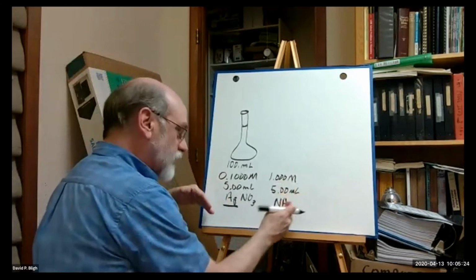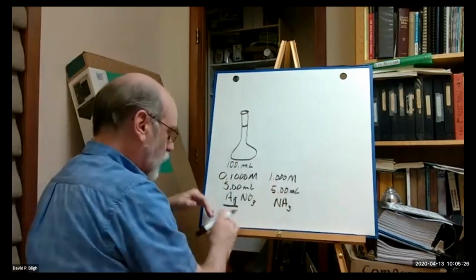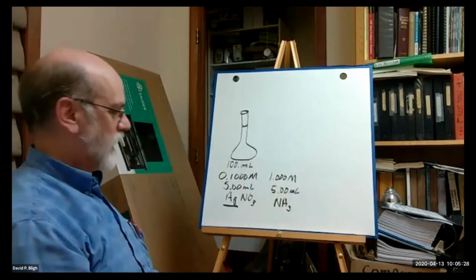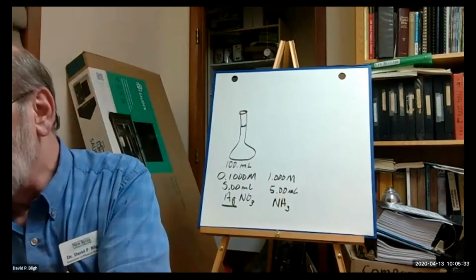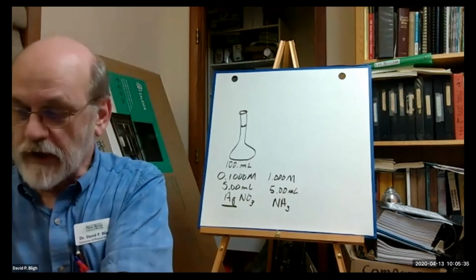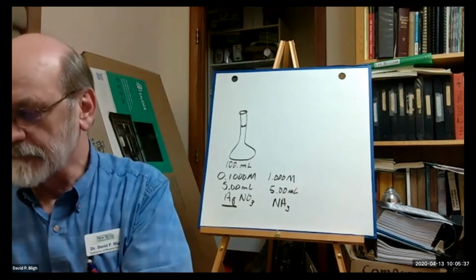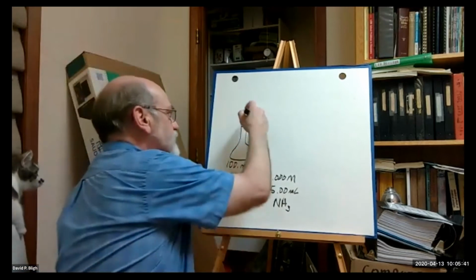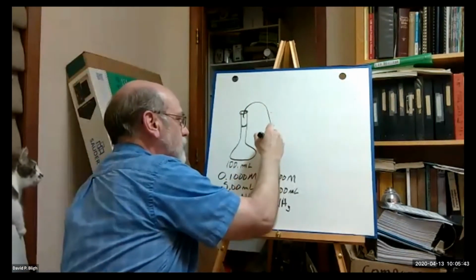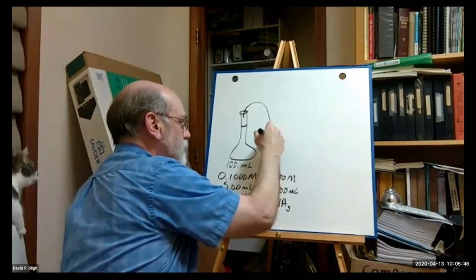You work out 2 different concentrations, one for ammonia, one for silver. Right? And we'll walk through those concentrations in just a minute. Right? So once you get this solution, then you transfer it into an Erlenmeyer flask.